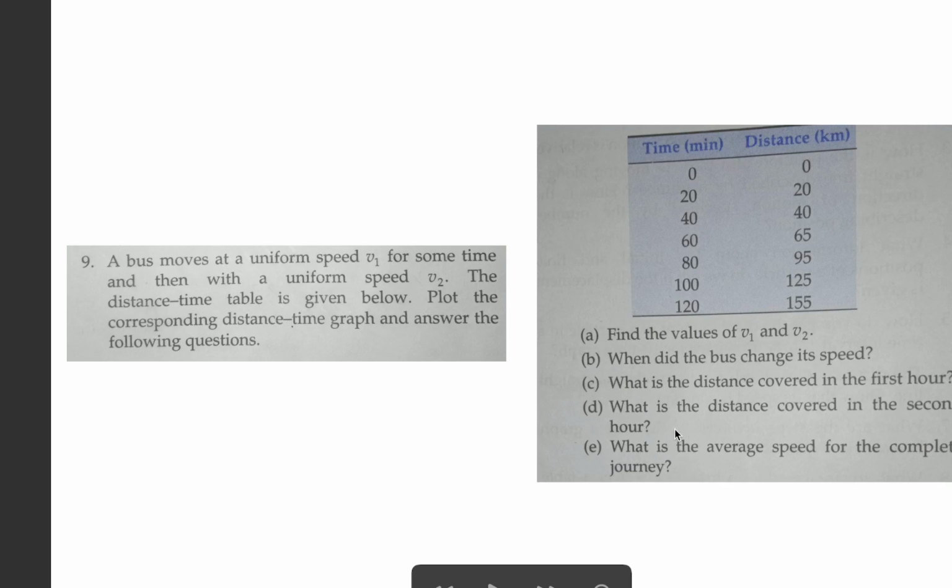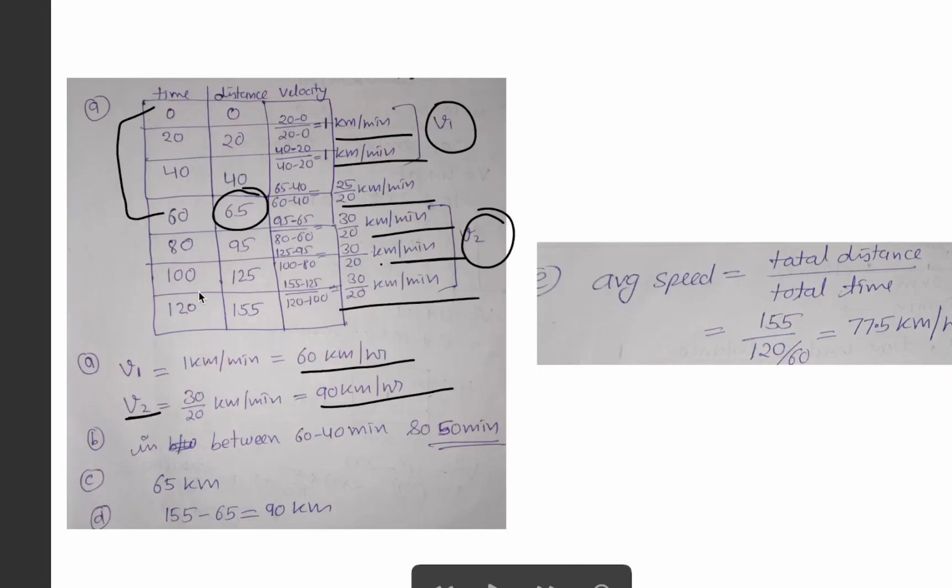In the D, what is the distance covered in the second hour? So the second hour is from 60 to 120, and 155 is the total distance. So we will subtract 65 from 155, so we'll get 90 kilometers in the next 1 hour.